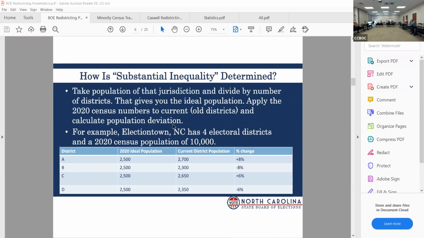So how is substantial inequality determined? You take the population of the jurisdiction, divide it by the number of districts, and that gives you the ideal population. Then you apply the 2020 census numbers to the current old districts and calculate population deviation. For example, Electiontown, North Carolina has 4 electoral districts and a 2020 census population of 10,000. And you can see the numbers. The ideal population is 2,500 for each electoral district.